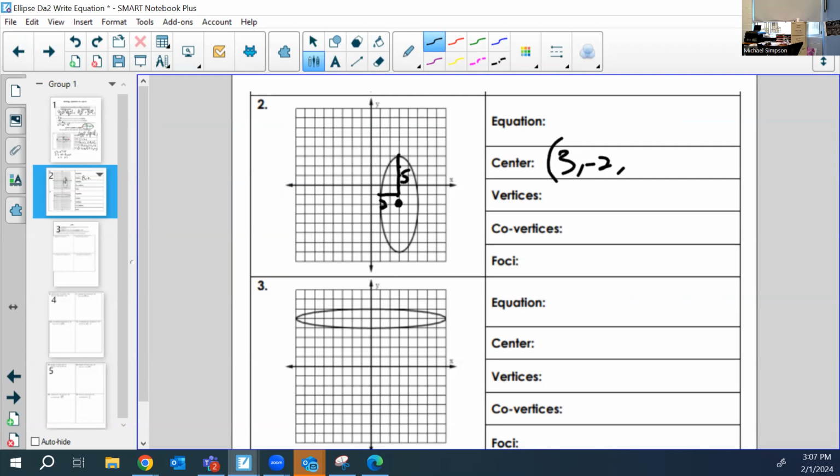Good. And so you can find the vertices now. To find the vertices, I'm going to add 5 to the k value. So this should be right here. That's going to give me 3, 3. And then to find the other vertex down here, I'm going to subtract 5. And that's going to give me 3, negative 7. Good.